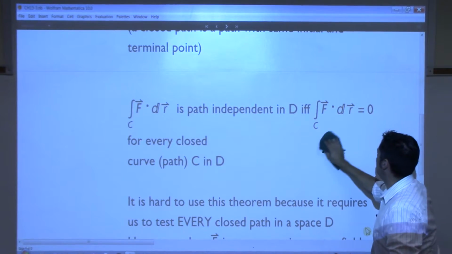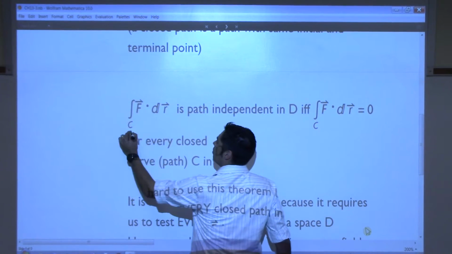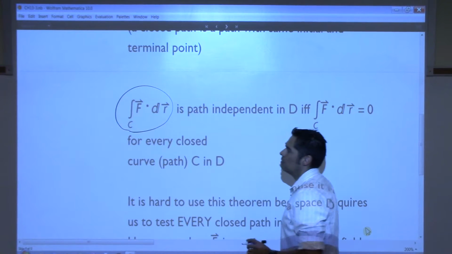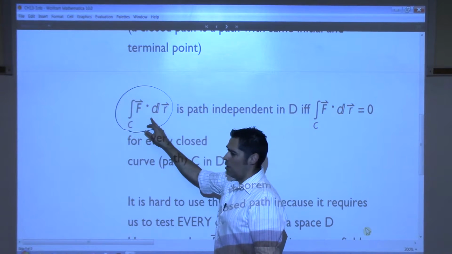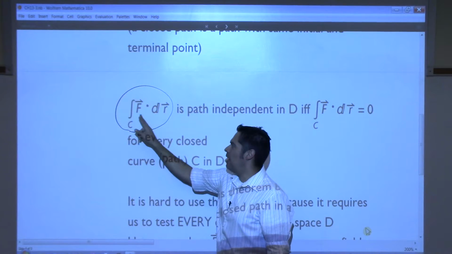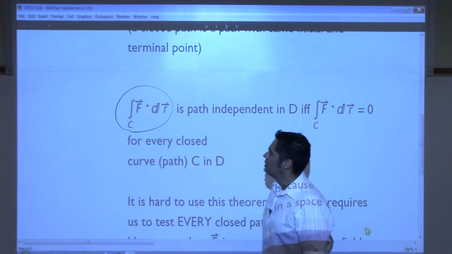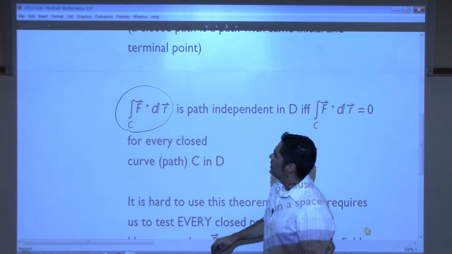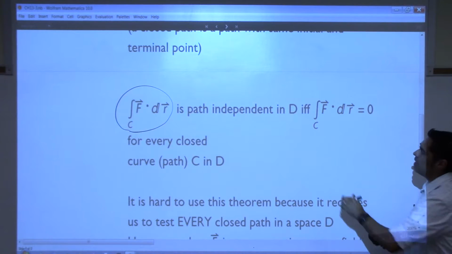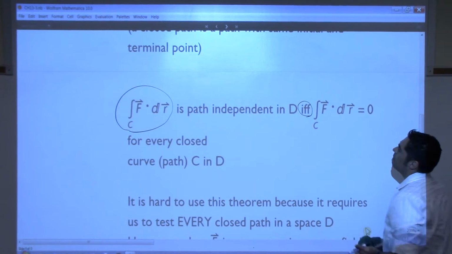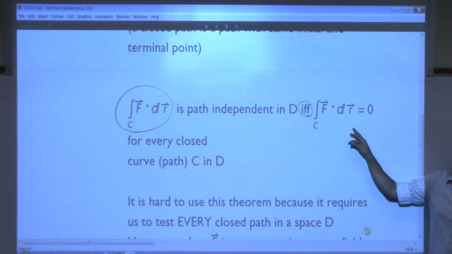The theorem says that if the line integral of a vector field over the curve C, F dot dr, which is work, right? If F is like a force field, then that's work. That integral is what we call path independent, if and only if the answer is 0 for every closed curve path C in D.